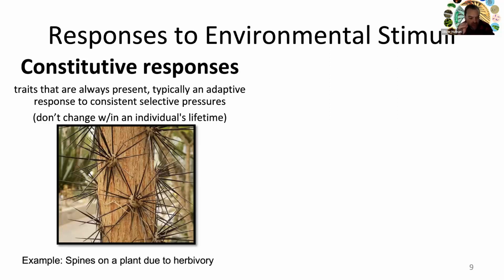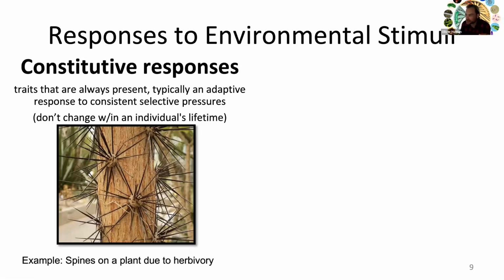So an example of this might be spines on a plant, okay? Over many, many years and many, many generations, spiny plants have evolved these spines to resist herbivory. So we often see these in dry places where different organisms are trying to eat that plant to get into the moisture and liquid that are in there. And so these plants have evolved spines to stop those organisms from getting in there. But those spines are always present on the plant.